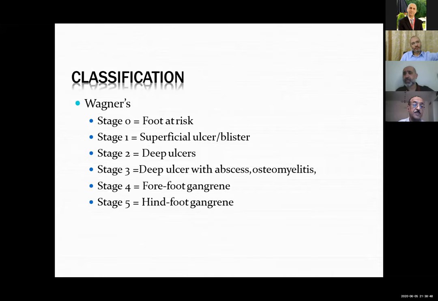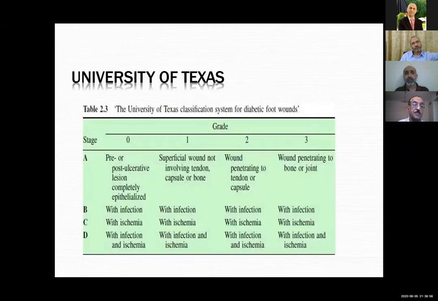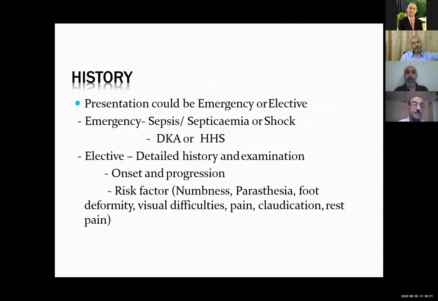And again, it goes into 6 stages, from stage 0 all the way down to stage 5. And the third one that they use in the USA, for example, is the University of Texas classification. This is a unique one because they have a stage and they have a grade. The grade is 0, 1, 2, 3, depending on the depth or the severity of the wound penetration. And then the stages are A, B, C, and D, depending on whether there is infection, ischemia, neither, or both combined. So this is another way that they could classify the diabetic ulcer.